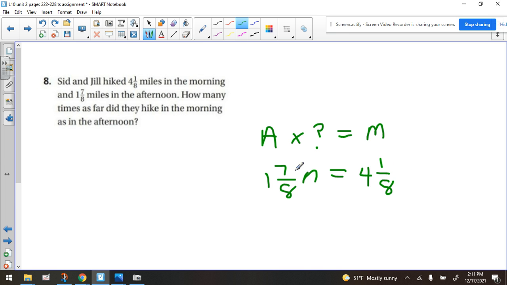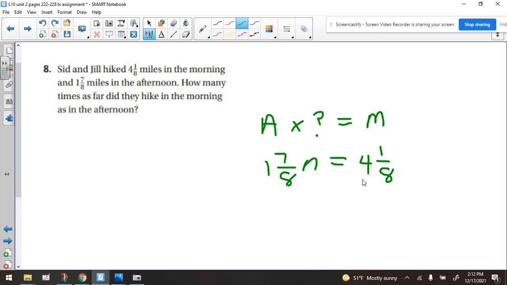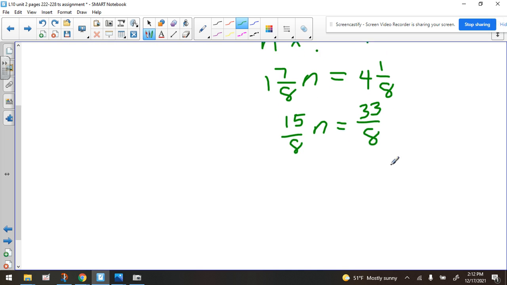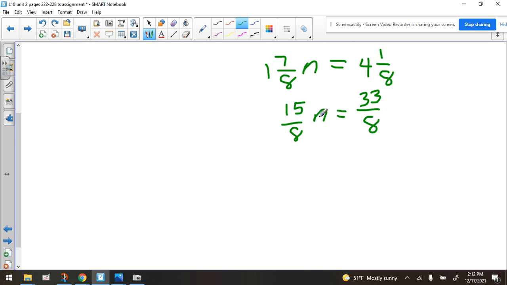All right, so let's rethink both of these as improper fractions. So we're going to change this to something eighths and bring down the n. And we're going to change this to something eighths. So what's the something? 8 times 1 is 8, plus 7 would be 15. Over here, what's the something? 8 times 4 is 32, plus 1 would be 33. All right, so we have an equation, and the equation is 15/8 times some number equals 33/8.